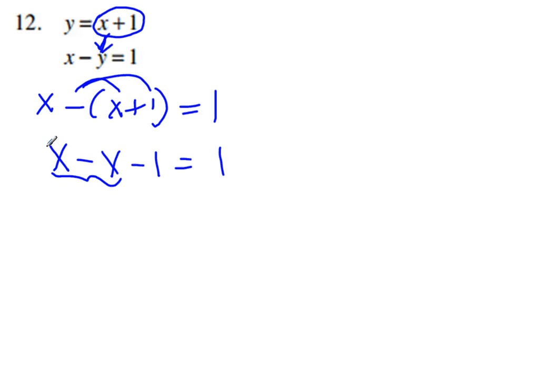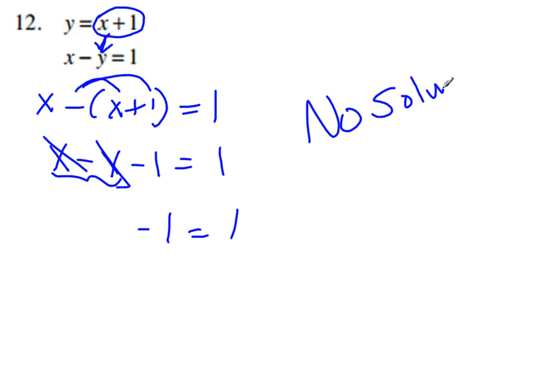And then here we run into our problem. The x's cancel. x minus x is 0. I get negative 1 equals 1, which doesn't make any sense. So again, no solution because the lines are parallel.